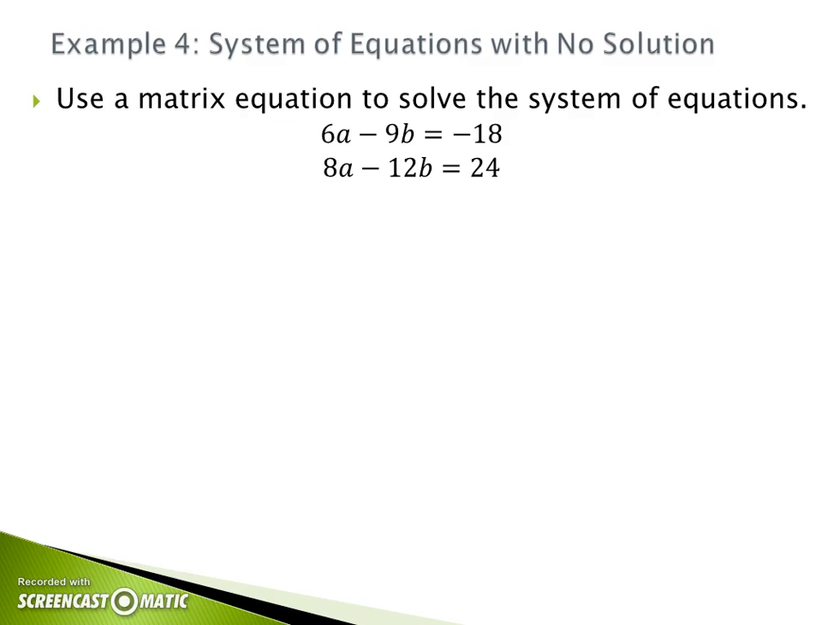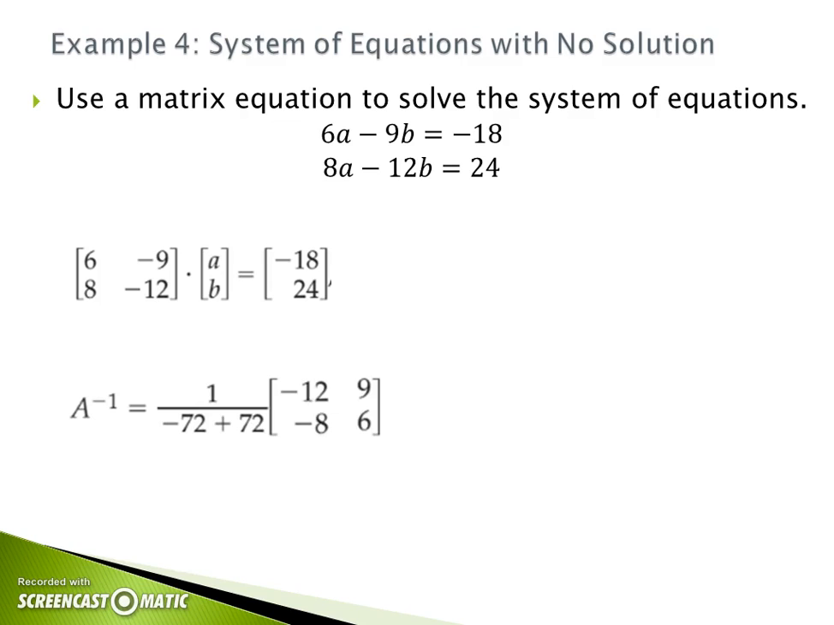Last example here, we use a matrix equation to solve the system of equations. So we have to write the matrix equation, which is 6, 8, negative 9, negative 12, times A B, which equals negative 18, 24. We're going to find the inverse of the coefficient matrix. So we're going to do 1 over the determinant. So we're going to do 6 times negative 12 minus negative 9 times 8, which gives us 1 over negative 72 plus 72. Of course, that's 1 over 0, so the inverse does not exist.